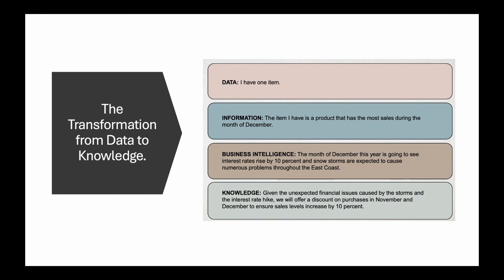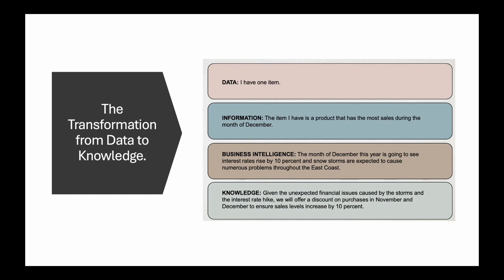The transformation from data to knowledge. Let's just say in data, I have an item. If we want to change it to information, we're going to say that the item I have is a product that has the most sales during the month of December. Leading to business intelligence, then the month of December this year is going to see interest rates rise by 10% and snowstorms are expected to cause numerous problems throughout the East Coast. We got the business intelligence from the information we gained from the data.